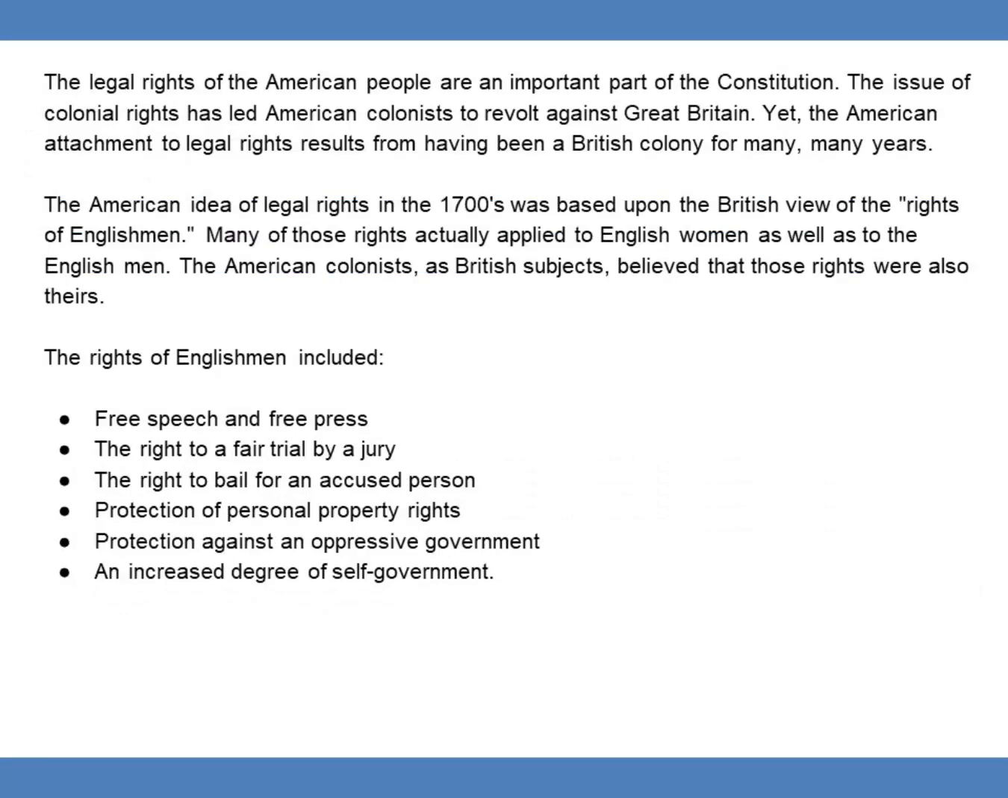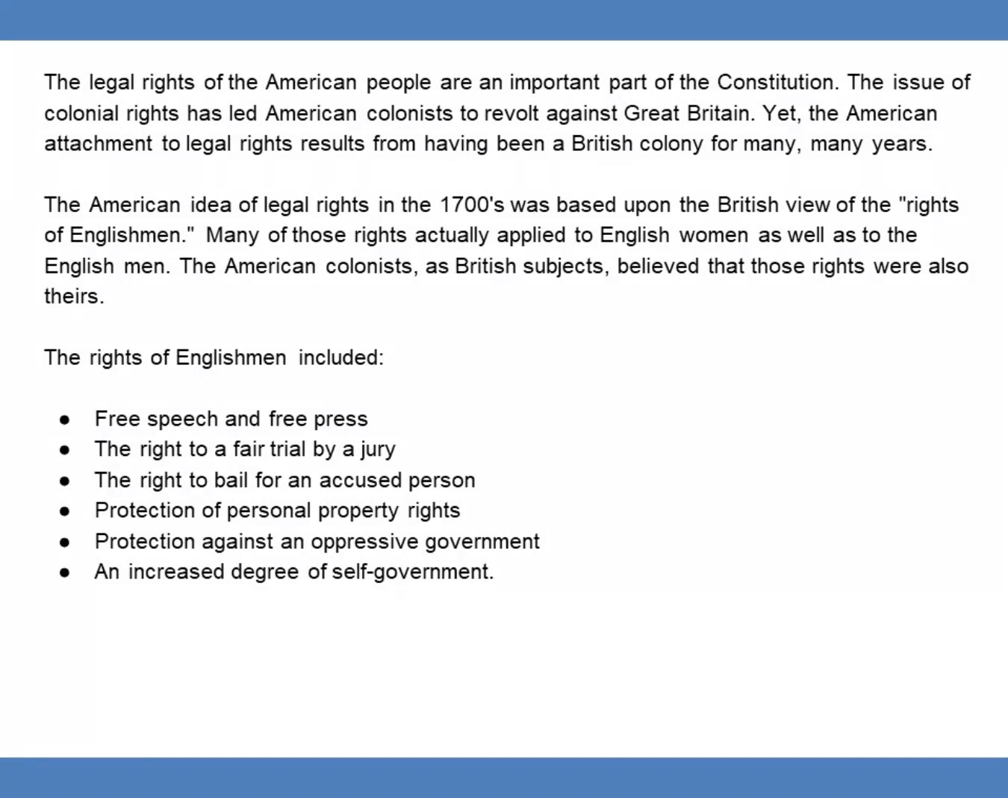The legal rights of the American people are an important part of the Constitution. The issue of colonial rights has led American colonists to revolt against Great Britain. Yet the American attachment to legal rights results from having been a British colony for many, many years. The American ideal of legal rights in the 1700s was based upon the British view of the rights of Englishmen. Many of these rights actually applied to English women as well as to the English men. The American colonists, as British subjects, believed that those rights were also theirs.